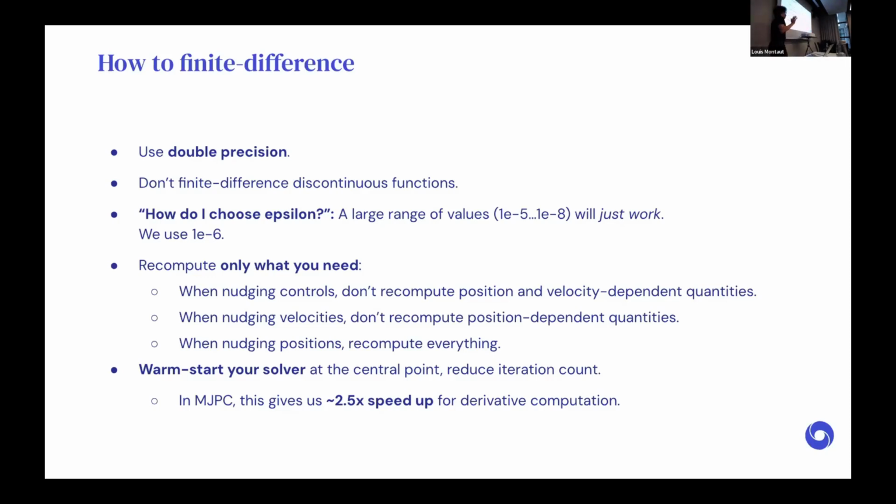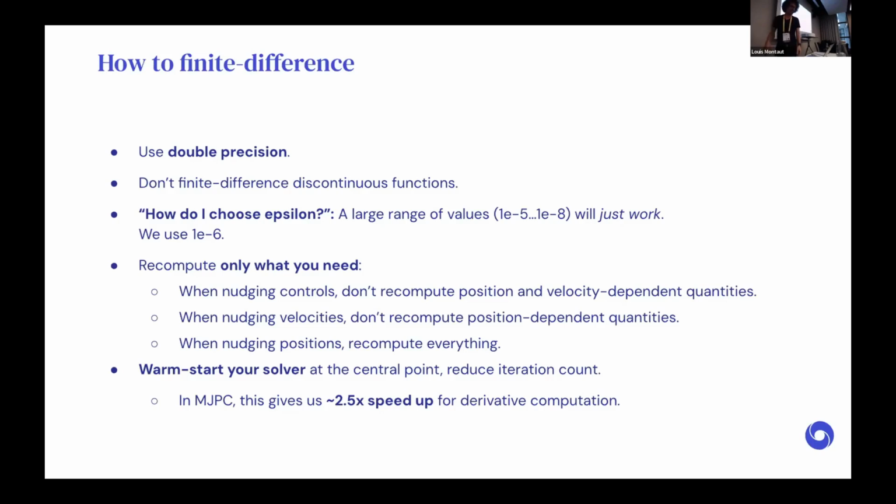A question people love to ask when I tell them that we use finite differences is, how do I choose the epsilon? It's so hard. It's not hard. There's a huge range. All of these epsilons work. Just use 1e-6, you'll be fine. It'll work. Double precision is fine. Just use 1e-6.